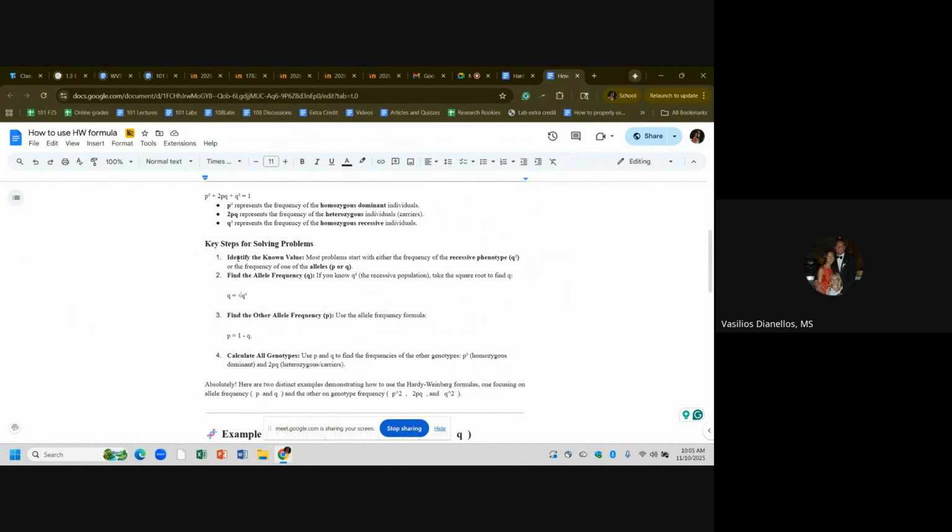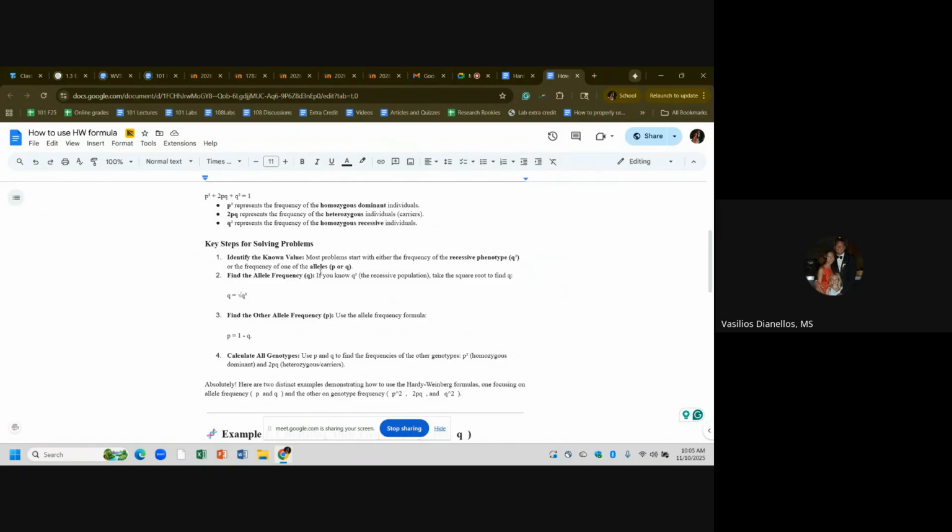The steps you need to take to determine these things. The first thing you'll need to do is identify the known value. So most problems start with either the frequency of the recessive phenotype, or Q squared, right? Or the frequency of the alleles. So again, we're either dealing with alleles, right? So P's or Q's, or we're dealing with genotypes or phenotypes, right? So Q squared, which is homozygous recessive, right? Or P squared, which is homozygous dominant, or 2PQ, which is heterozygous, right?